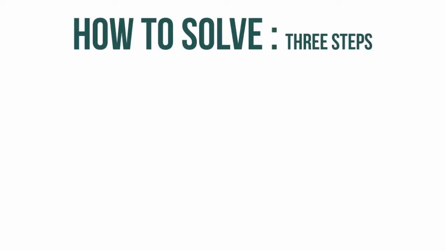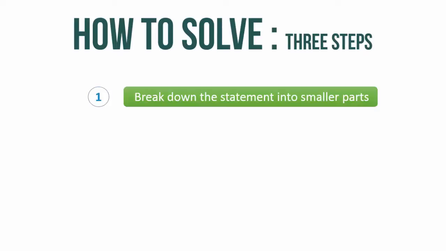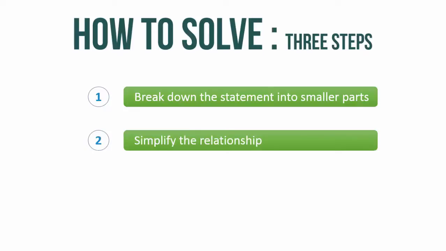Let's look at how to solve relatives questions in 3 simple steps. Step 1 is to break down the statement into smaller parts. As I mentioned, you will be provided with a very complex description of a relationship. You have to simplify it. For that, you have to look at this complex statement, break it into smaller parts so that it's easier to understand. Step 2 is to simplify the relationship.